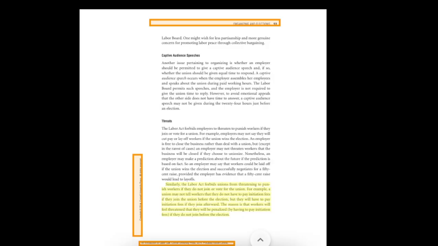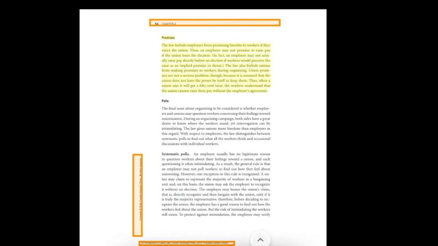For example, a union may not tell workers that they do not have to pay initiation fees if they join the union before the election, but they will have to pay initiation fees if they join afterward. The reason is that workers will feel threatened that they will be penalized by having to pay initiation fees if they do not join before the election.